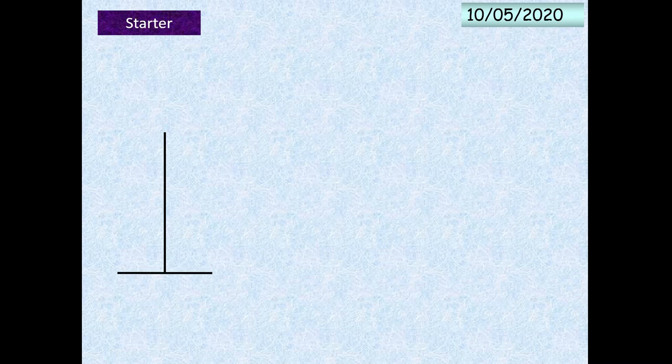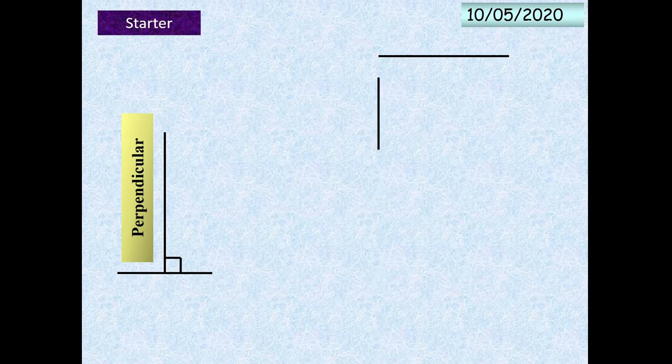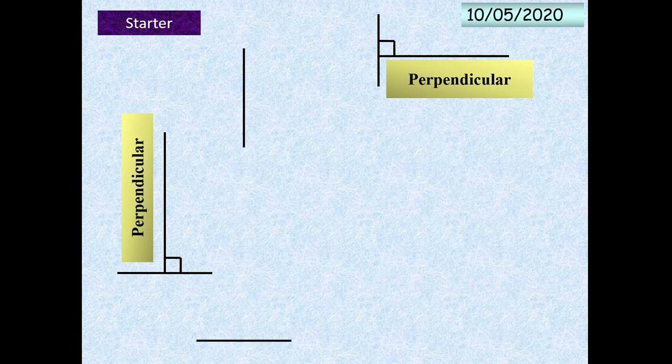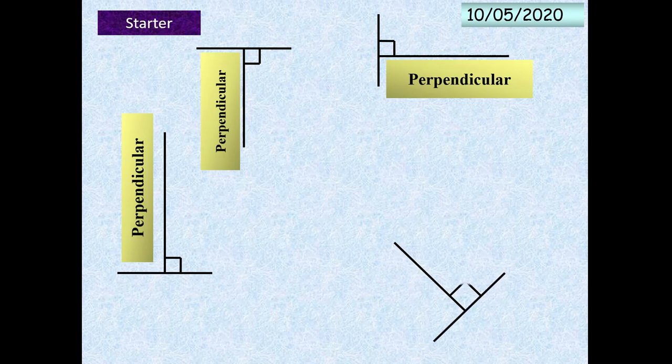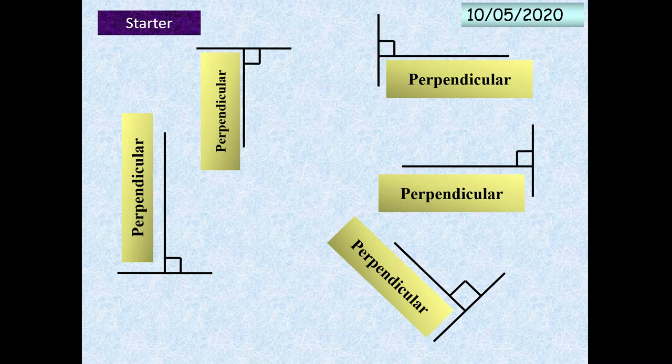I've got two lines there, one horizontal, one vertical, and they meet at right angles. So what can we say about these two lines in relation to each other? They are perpendicular. Whenever two lines meet at right angles, you can say that they're perpendicular to each other. And that little corner there is telling us that they are at 90 degrees. So we can say they're perpendicular, however we draw them.